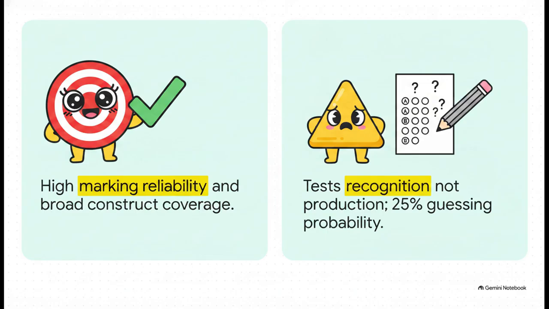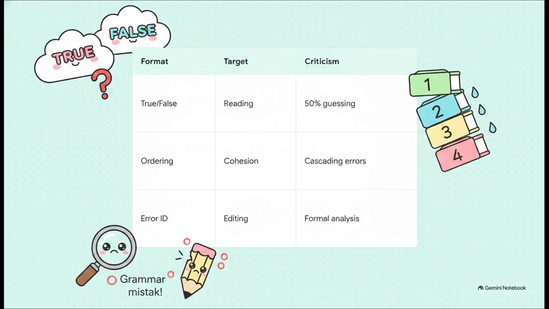And most concerningly, in high-stakes environments, MCIs can cause teaching to just narrow down to test prep drilling, rather than authentic, deep learning. Beyond MCIs, we do have a few other tools. True-false items are lightning fast to administer, but they carry a massive flaw, a 50% guessing probability. You might as well just flip a coin. Then you have ordering tasks, where students arrange words or sentences into a sequence. Great for testing structure, but if a student misplaces just one single word, it creates a cascade of errors that totally destroys the rest of their sequence.